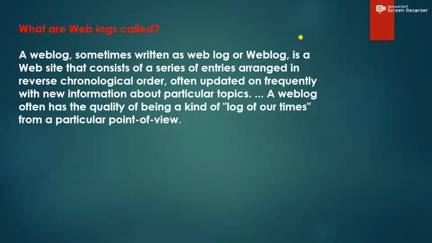The first question is, what are web blogs? A web blog, sometimes written as weblog, is a website that consists of a series of entries arranged in reverse chronological order, often updated frequently with new information about particular topics. Weblogs often have the quality of being a kind of log of our times from a particular point of view. A blog is a kind of website, a diary or journal on the web.